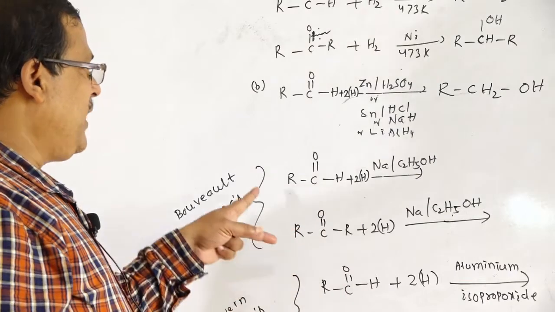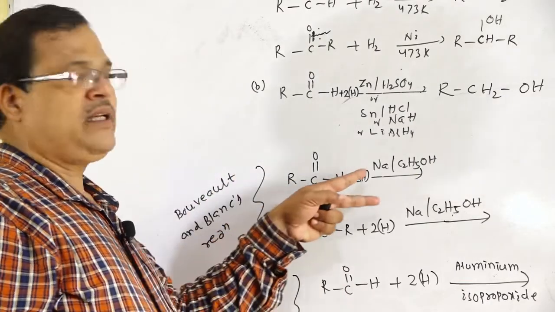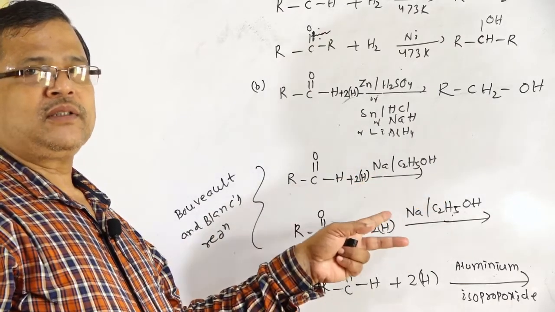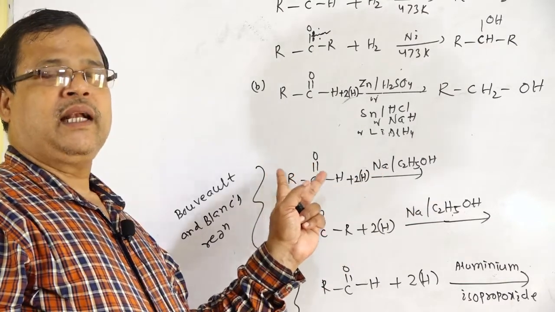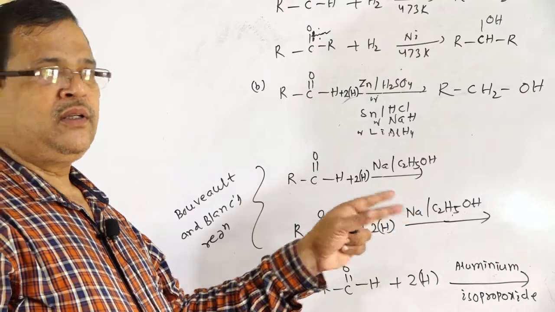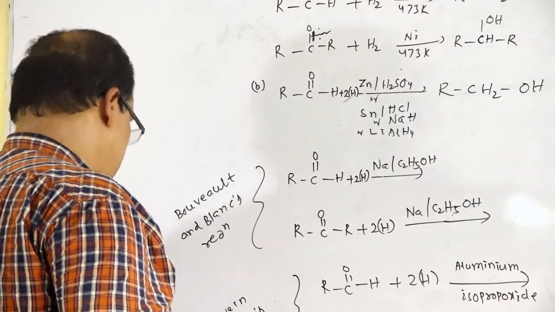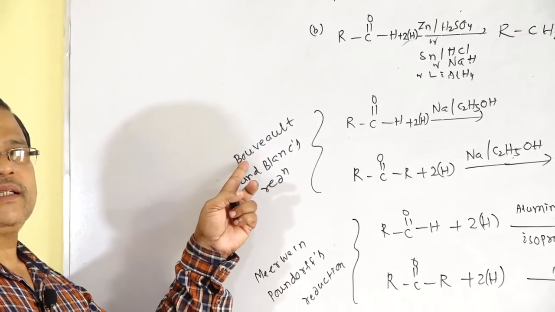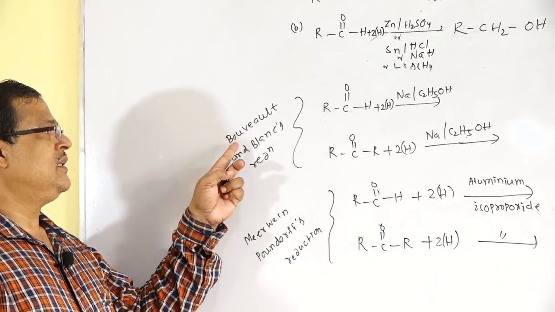So whenever aldehydes or ketones are treated with sodium in ethyl alcohol, there is the formation of alcohols. That is, aldehydes will form primary alcohol, whereas ketones will form secondary alcohol. And this reaction is named the Bouveault and Blanc reaction, also known as the Bouveault and Blanc reduction.